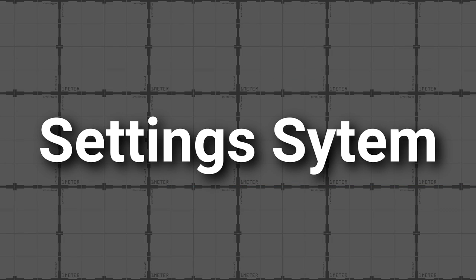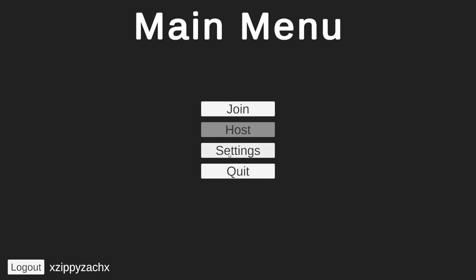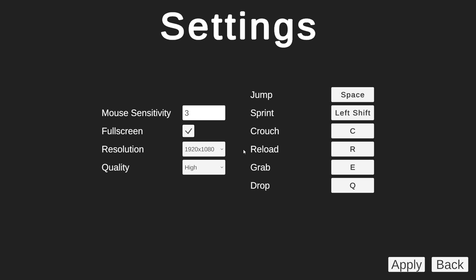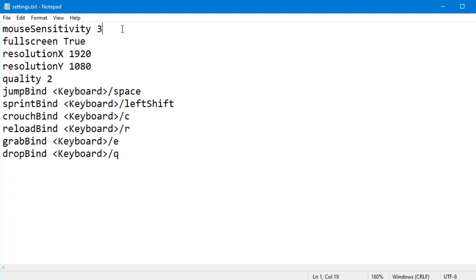The final thing that I worked on is the settings system. If we go to the settings here in the main menu, this system allows the player to change the game settings such as resolution, mouse sensitivity, key bindings, quality, etc. In order for this system to work though, I needed to save these settings to a local file that is loaded every time you relaunch the game.